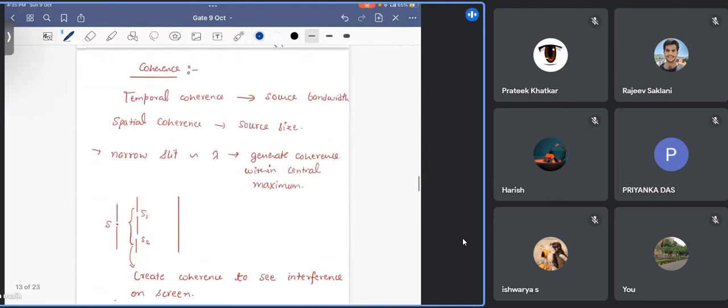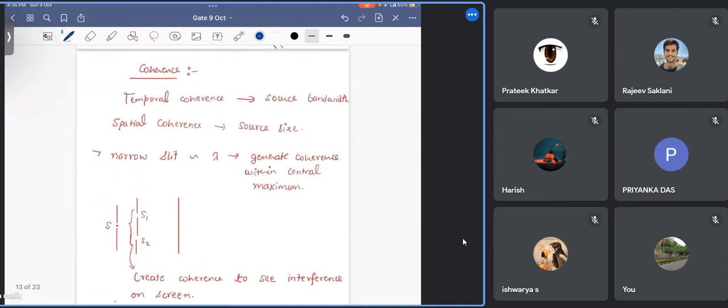So next, come to another concept. This concept is used in the GATE exam; there was one question based on this concept in GATE 2022. What it says is that whenever you have temporal coherence, you can assume that you are going to see fringes. For example, if you have this double slit here, source S1 and S2.